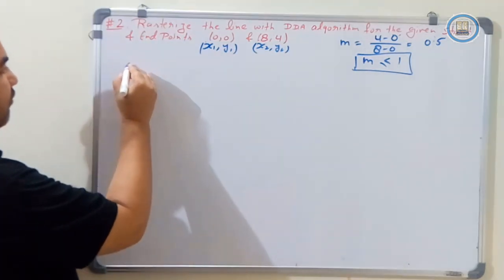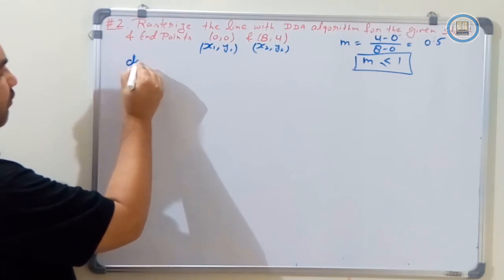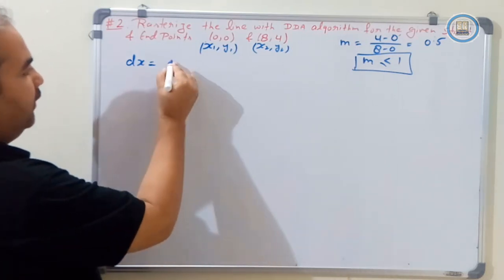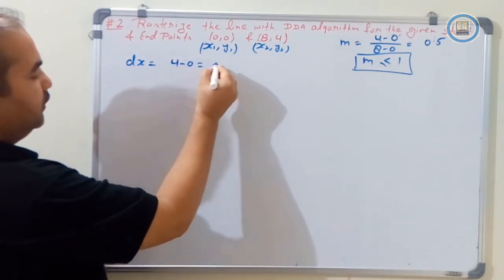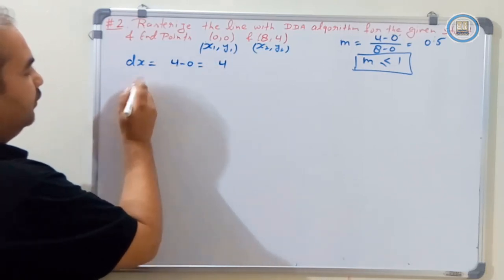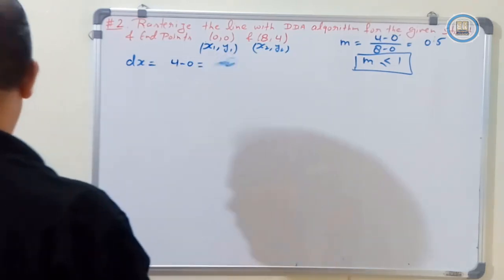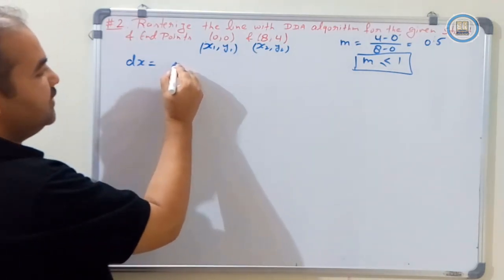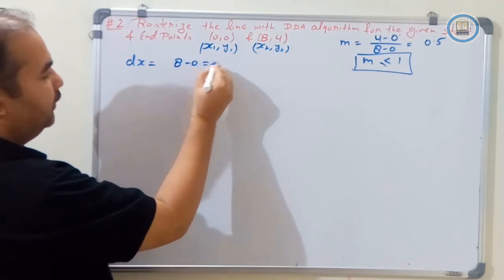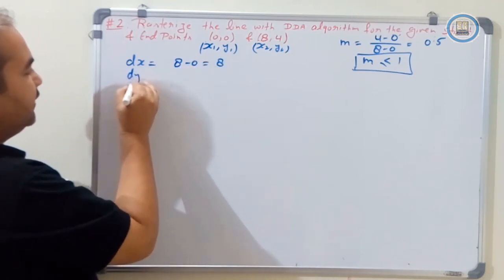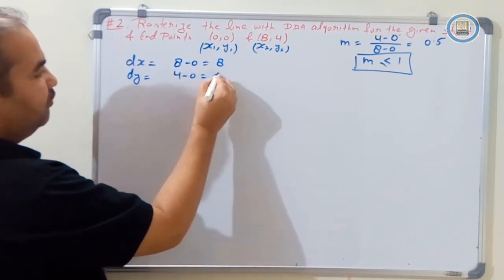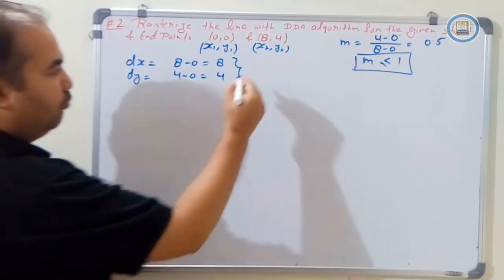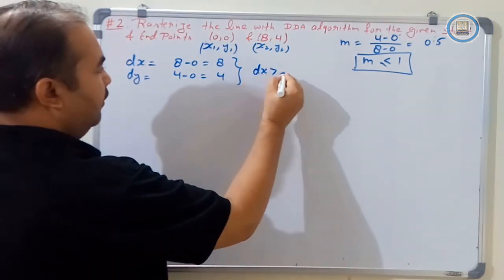So let us start with step 1. What we need to do? We need to calculate the value of dx. The value of dx you can calculate from here. It is 4 minus 0. Sorry, this is 8 minus 0. This is 8 minus 0 equal to 8, and the value of dy is 4 minus 0 equal to 4. So because dx is greater than dy, the mod of dx is greater than dy.